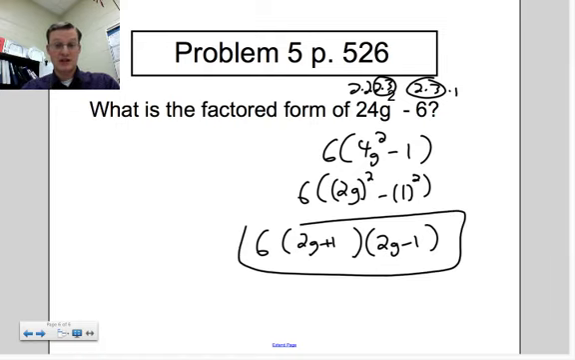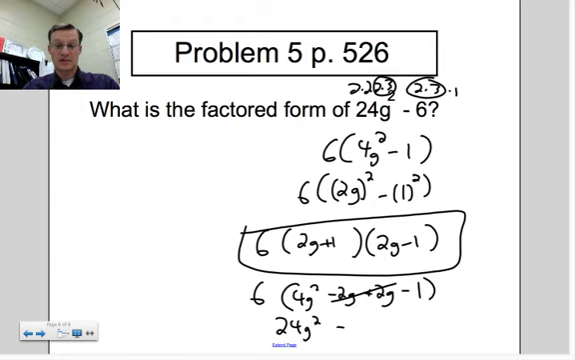We believe that's our answer, but again, let's double check. First, I'm going to FOIL these. 4g squared minus 2g plus 2g minus 1. Well, 2g minus 2g, that's 0. Now we just distribute this 6 onto both of these. 24g squared minus 6, and that does work.